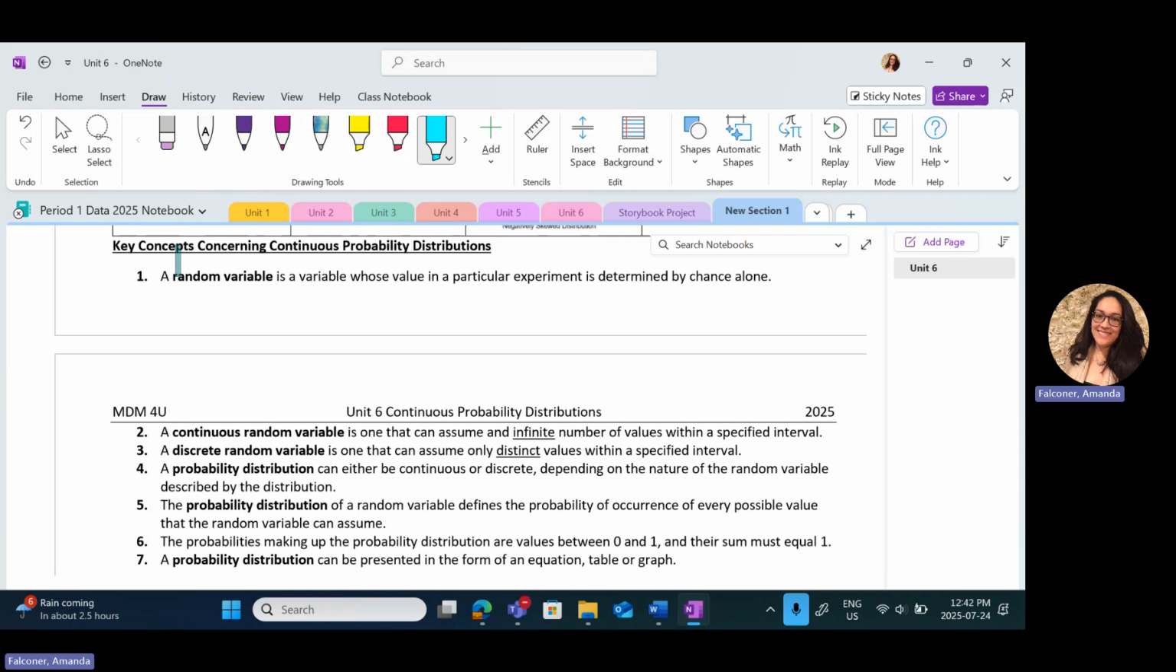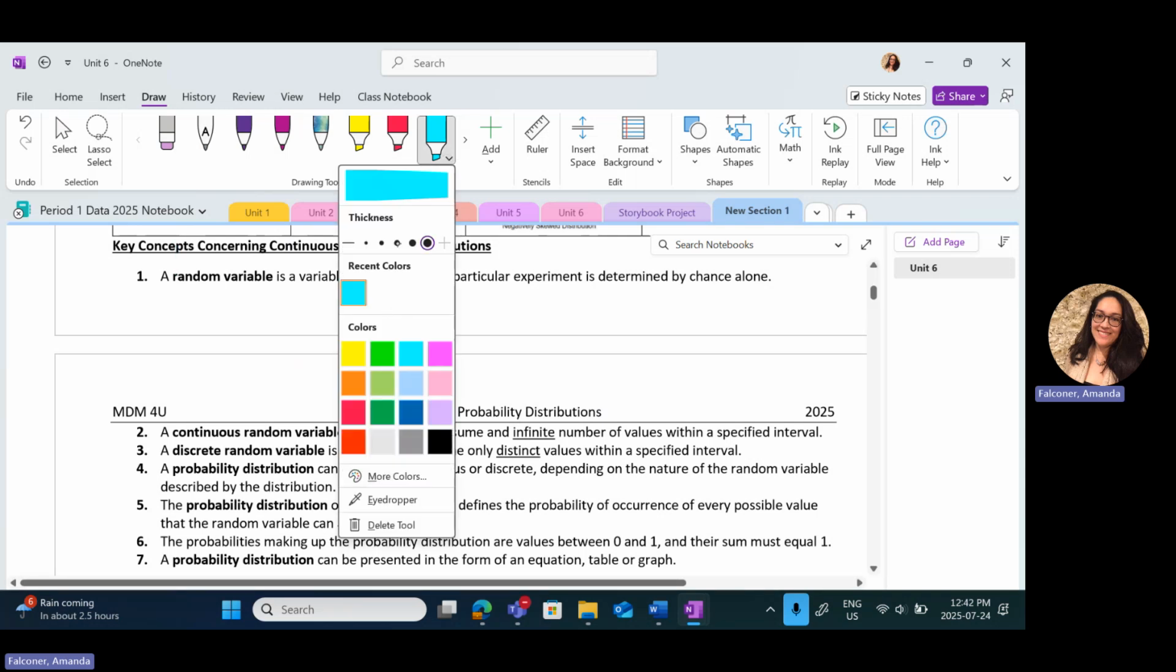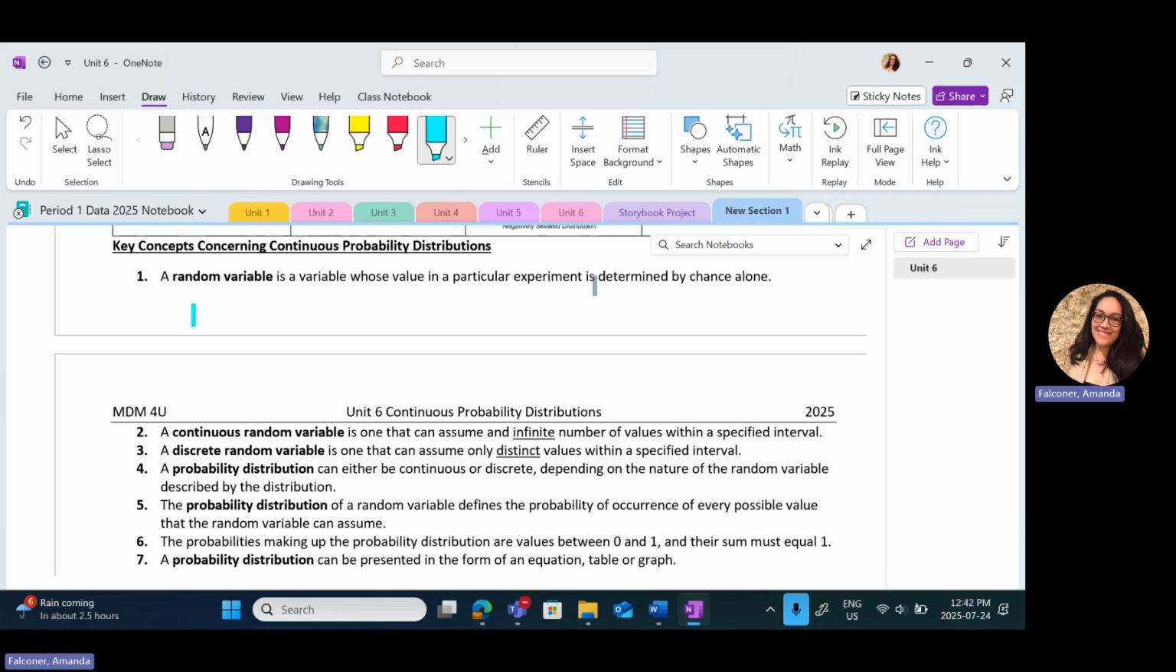So here are our key concepts about continuous probability distributions. Right? The random variable is a variable whose value in the experiment is determined by chance alone. The continuous random variable is one that can assume infinite number of values. That's why it's a measurement. A discrete random variable only takes on distinct values. Okay, that was unit 5. A probability distribution can be either continuous or discrete, depending on the nature of random variable. The probability distribution defines the probability of occurrence of every possible value that the random variable can assume.